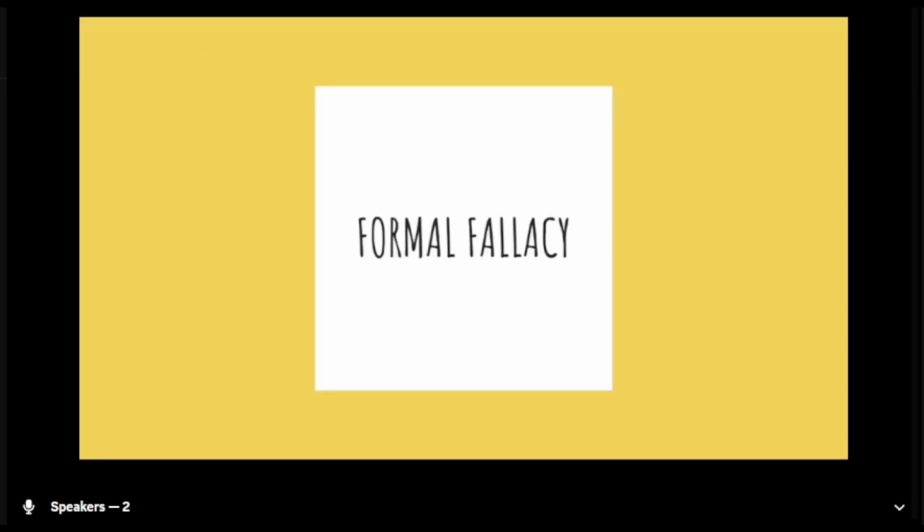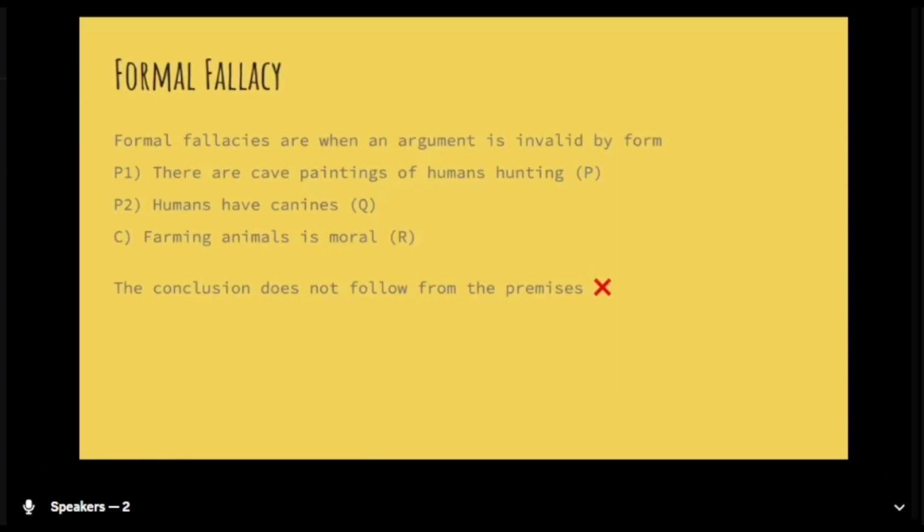Now we're going to go into the two different categories of fallacy. A formal fallacy is when an argument is invalid by form. Do you remember what an invalid argument is? Yeah, the conclusion doesn't follow from the premises. That's an invalid argument. Correct, yeah. That would be a type of formal fallacy.